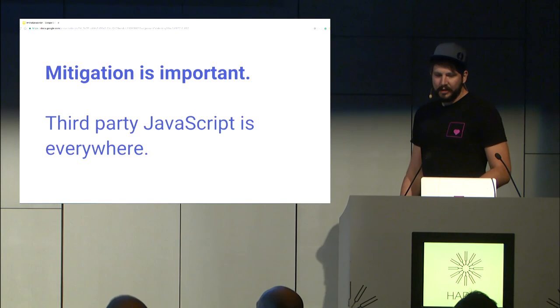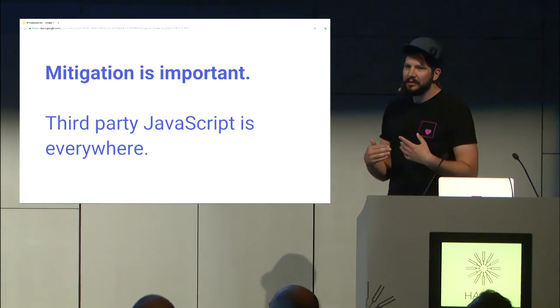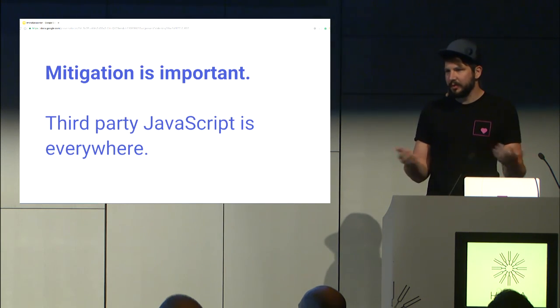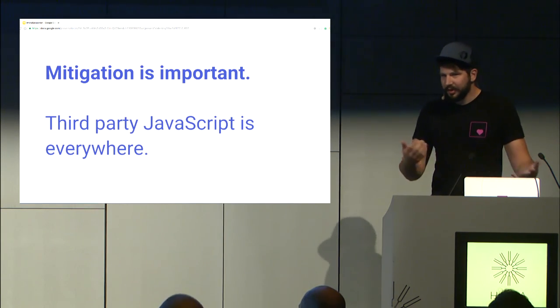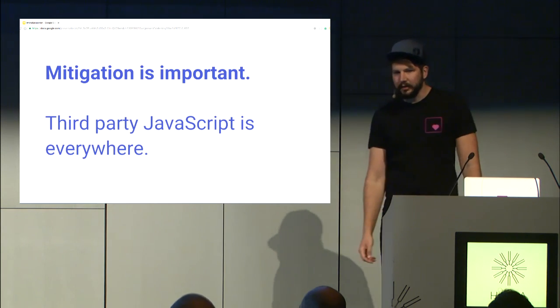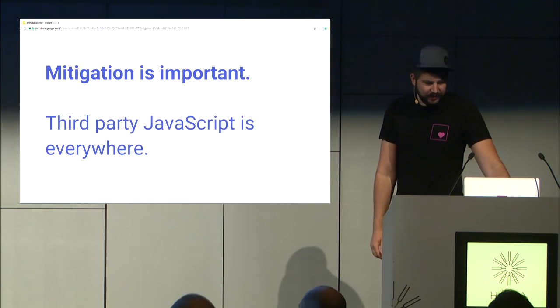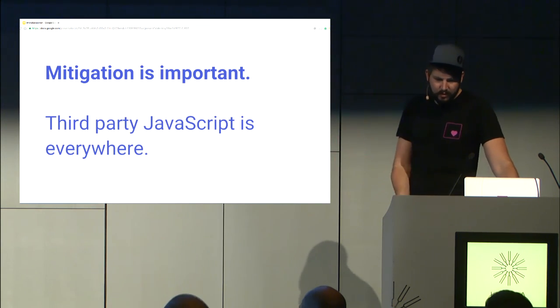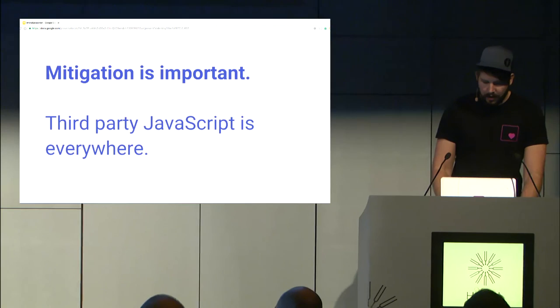I think this type of mitigation where you handle someone else's code is very, very important because third-party JavaScript is everywhere. And you totally want to show some tweet somewhere, right? And that's fine. So it's not something that's going to go away. And that's why I think it's important to talk about how you can handle it.